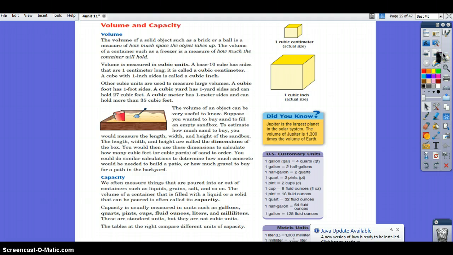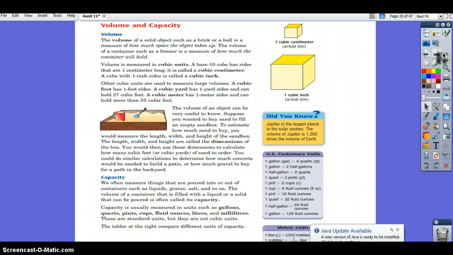Now, capacity. We often measure things that are poured into or out of containers, such as liquids, grains, salt, and so on. The volume of the container that is filled with a liquid or a solid that can be poured is often called its capacity.